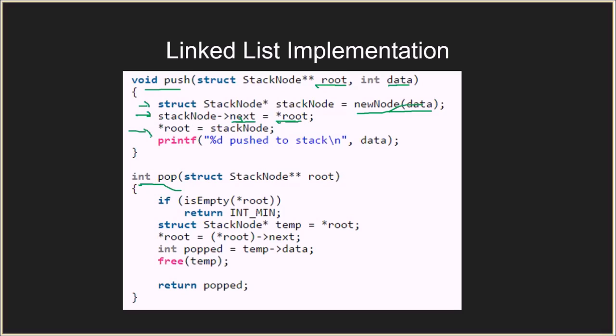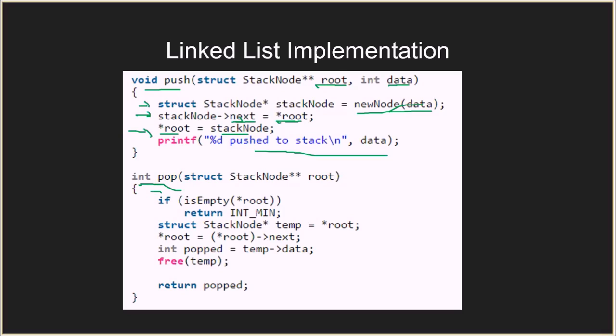Then we update the root. So now the root should point to the stack node. Once this is done, the element is inserted and the pointers are updated. We just print that the element has been pushed. Okay, so now similarly, let's look at the pop operation.